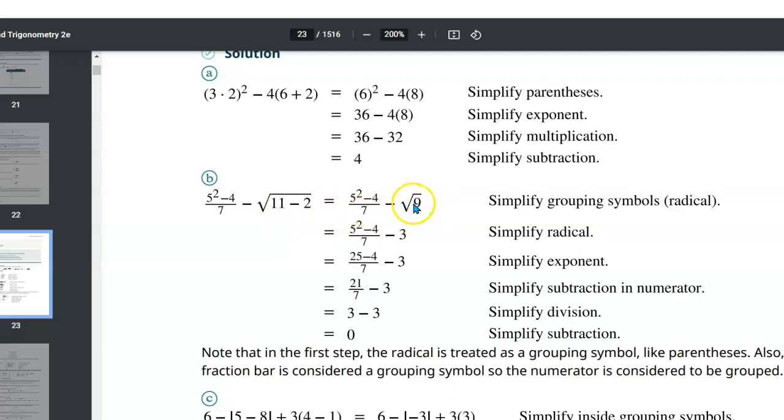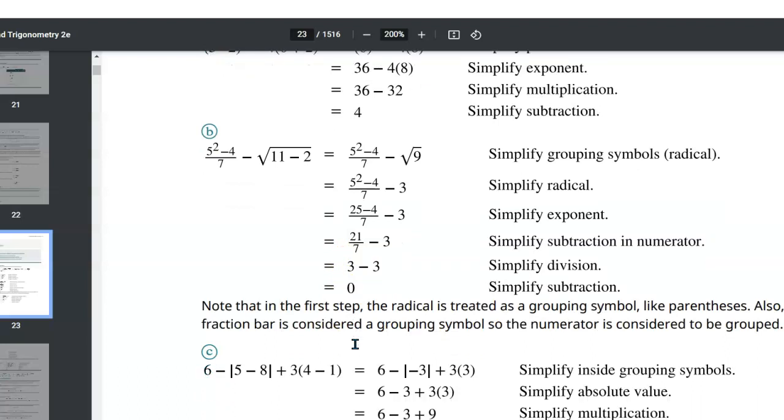Then you do the square root of 9, which is 3. Then you do 5 squared, which is 25. And remember, there's an aspirin coating of parentheses around 25 minus 4, so it's 21. Now dividing is better than subtracting. 21 divided by 7 is 3. All a fraction is dividing. 3 minus 3 is 0. And that is that.